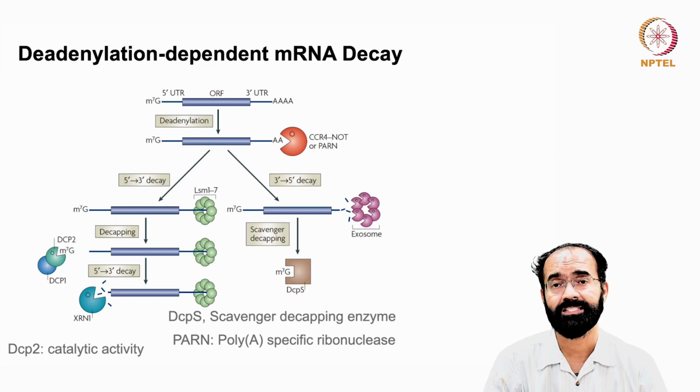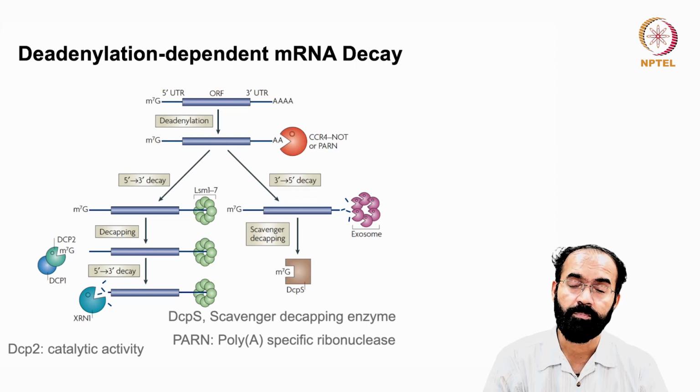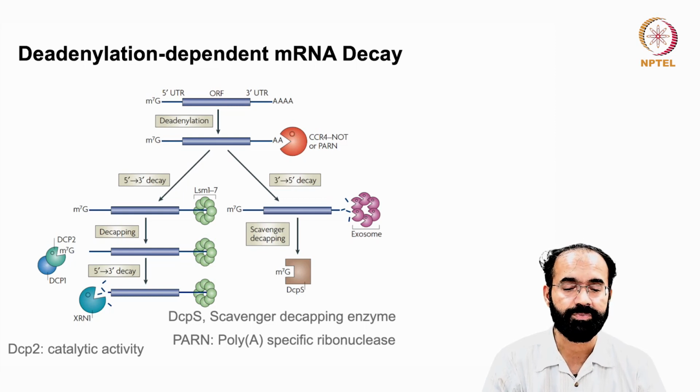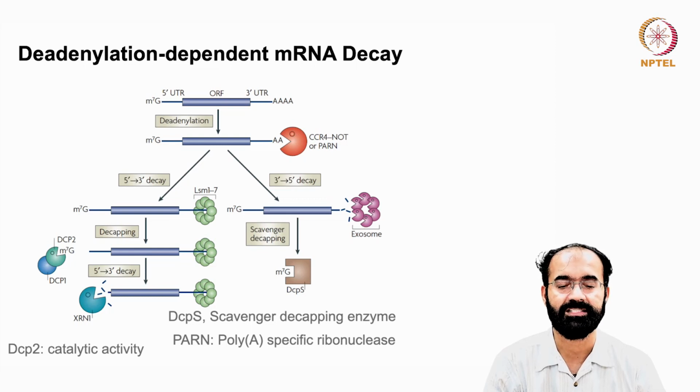But if LSM1 to 7 did not bind, does that mean the RNA will be safe? The answer is no, because the polyadenylation is important. So what will happen if the poly-A tail is reduced and the cap is intact? This in turn will attract the exosome. Exosomes are a group of 3' to 5' exonucleases, and that can eventually cause a scavenger decapping also. That means enzymes such as DCPS, where S stands for scavenger. Here we saw DCP1 and DCP2.